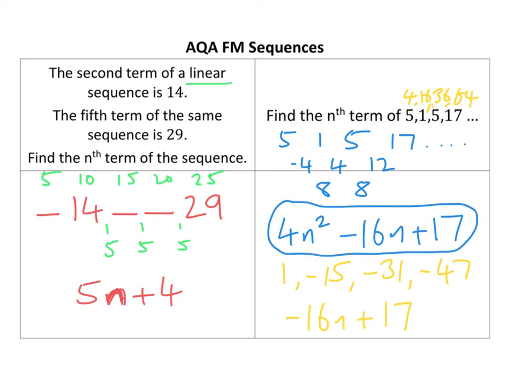So what you do is you find the second difference, which is this, the 8. That gives you 4n squared because the coefficient of n squared is half of whatever this is here. Right, I then write the 4n squared sequence, which looks like that. And then I find the difference between the 4n squared sequence and the sequence I actually have, which gives me this linear sequence, which I then tack on the end.